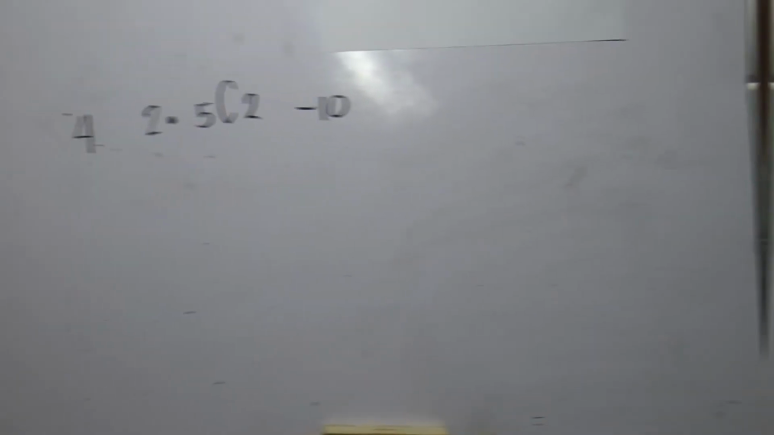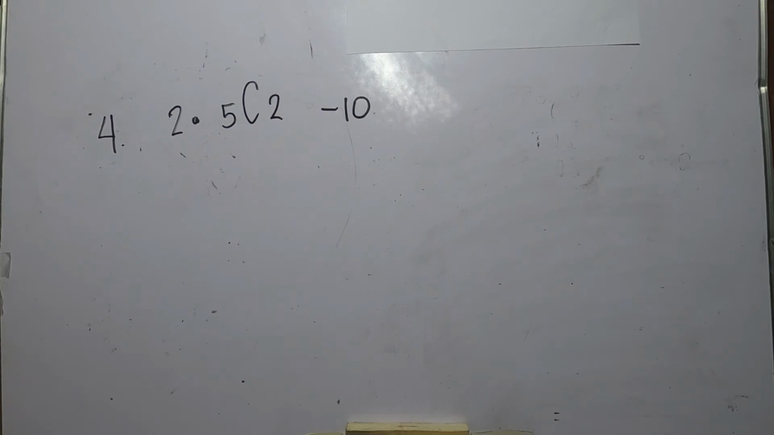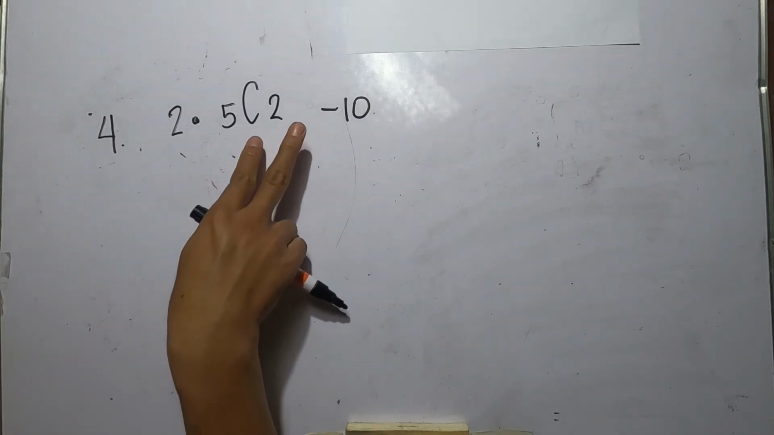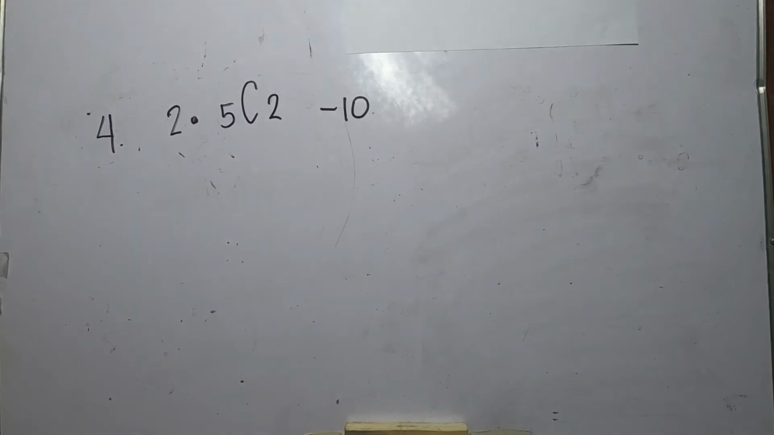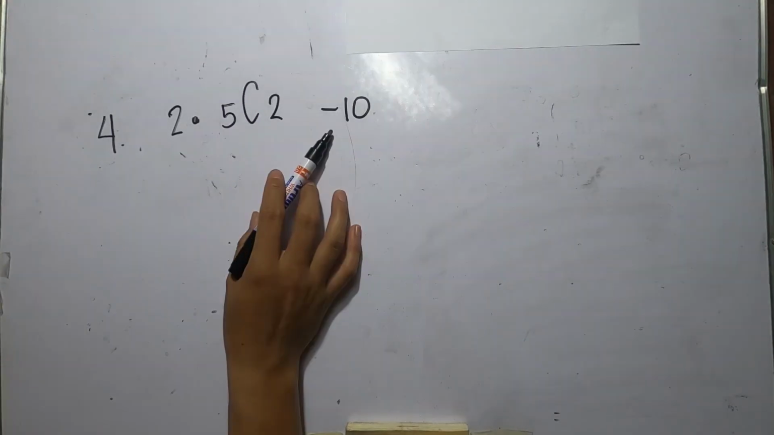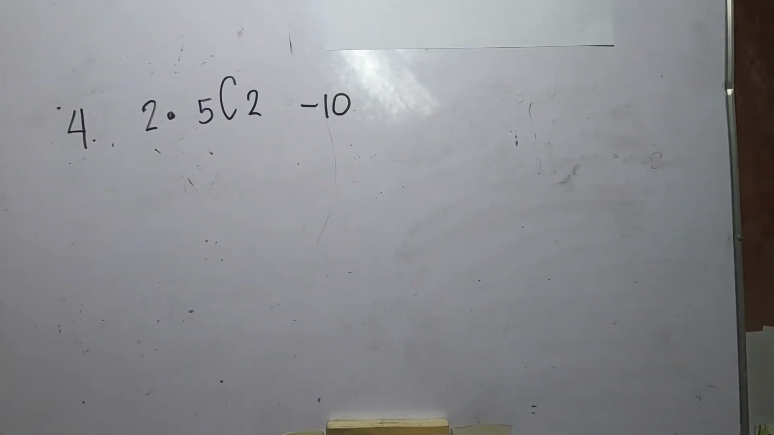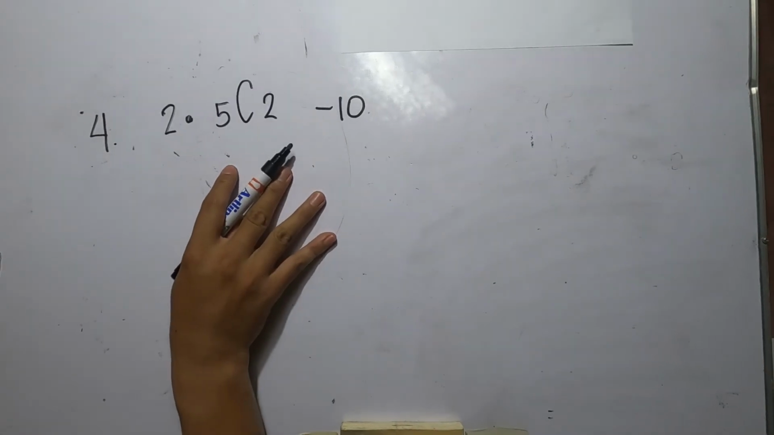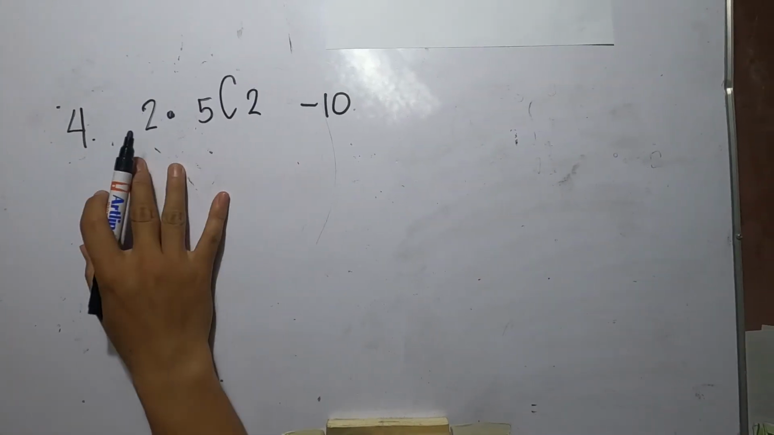Number 4. 2 is multiplied by the combination of 5 taken 2, subtracted by 10. In order for us to evaluate this correctly, we need to evaluate what is the product of 2 and the value of combination of 5 taken 2. And whatever the result of that operation, we will subtract it by 10. So we need to find the value of combination of 5 taken 2 first, then multiply it by 2.